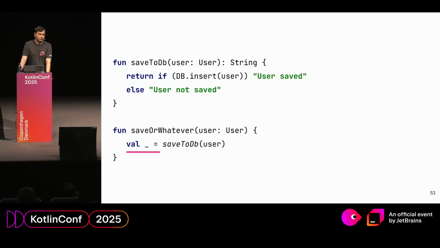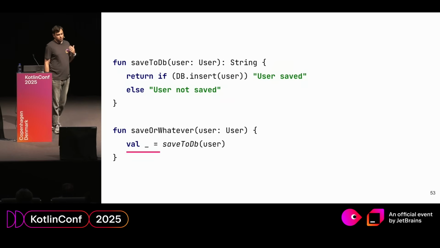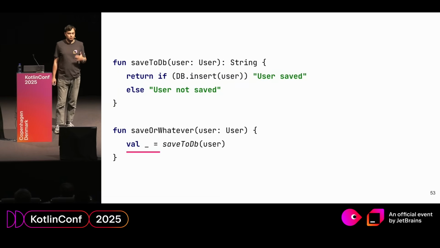Well, first of all, it of course suppresses the unused return value warning, but it also helps anyone who will read this code, because if there would be just a call to the save to db function, it looks like a potential bug or missing value or something like that. But if we have val underscore here, it greatly helps readability, and it helps to understand what the author of this code meant.